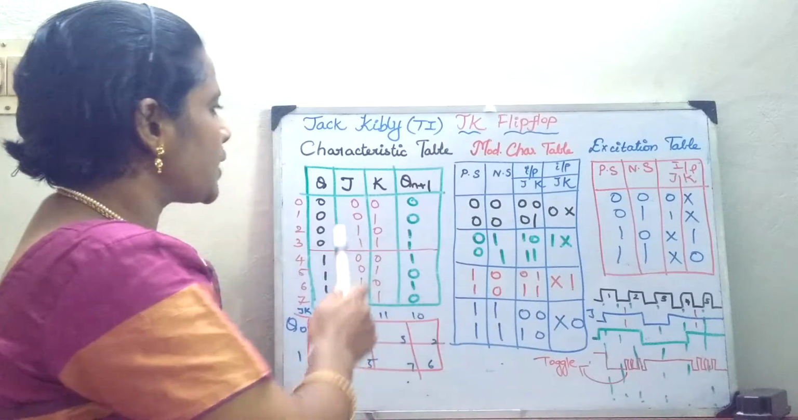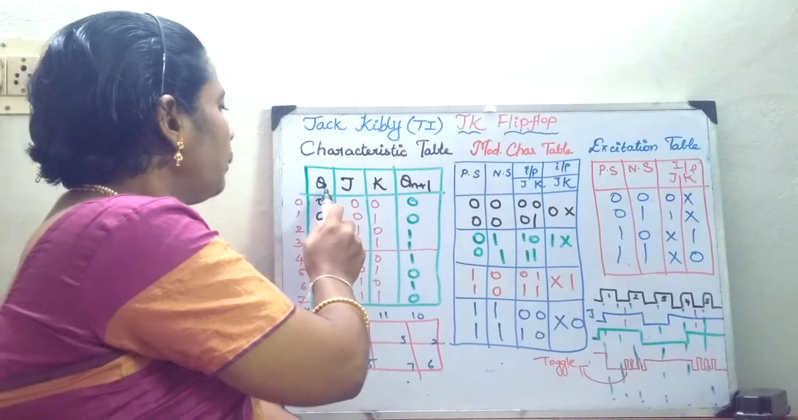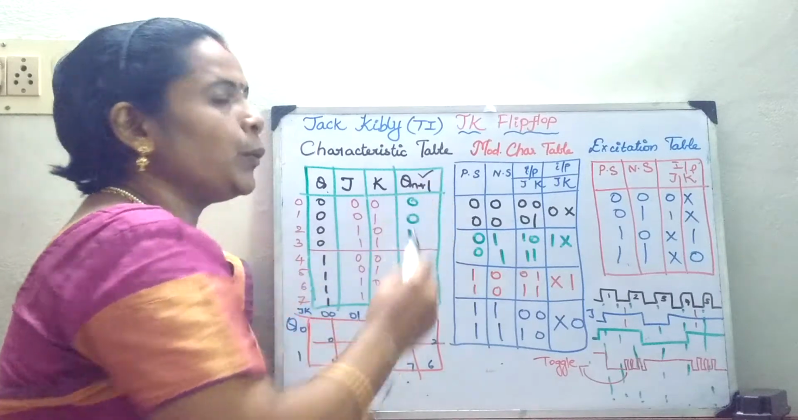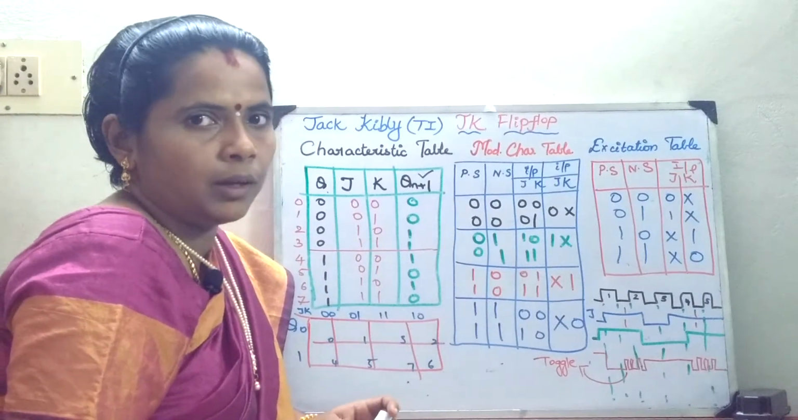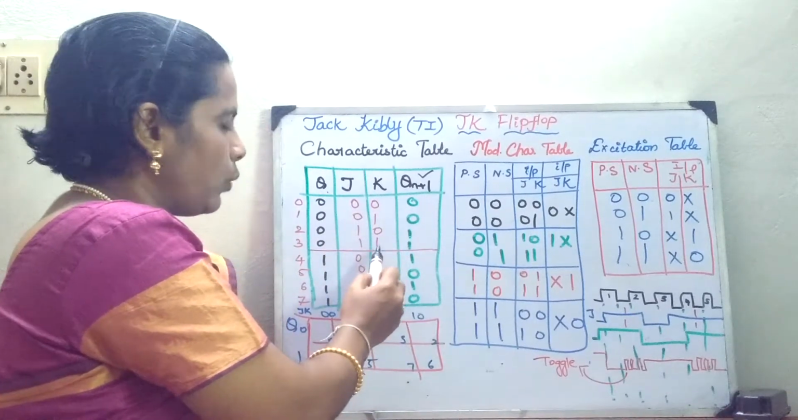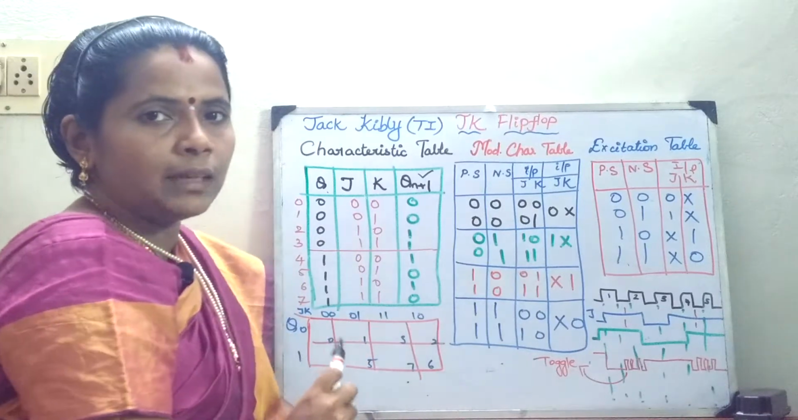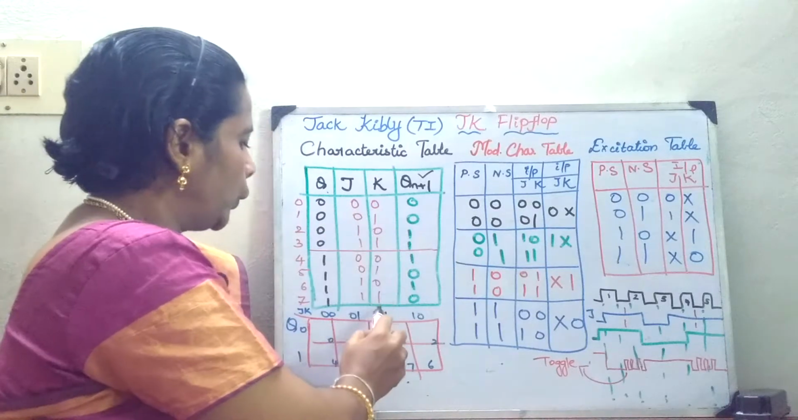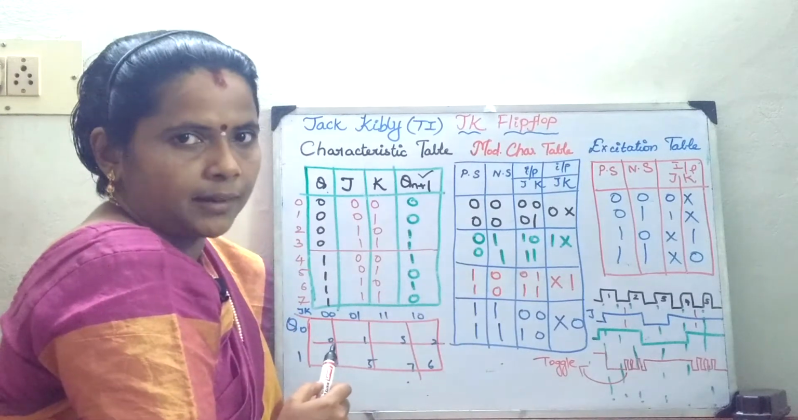Okay, first we will start with the characteristic table. What is a characteristic table? If the present state and the inputs are given, and you are going to compute the next state, then it is called a characteristic table. Now, I have the inputs J and K as 0 0, 0 1, 1 0, 1 1, where the present state can be either 0 or 1. In other words, if I write it in terms of 3 inputs, the data ranges from 0 to 7. Now, we will see how to plot the next state.